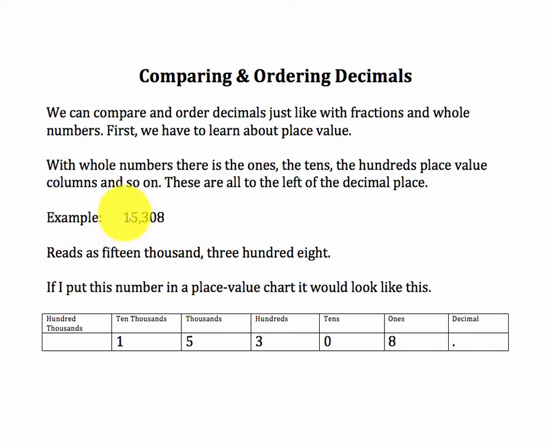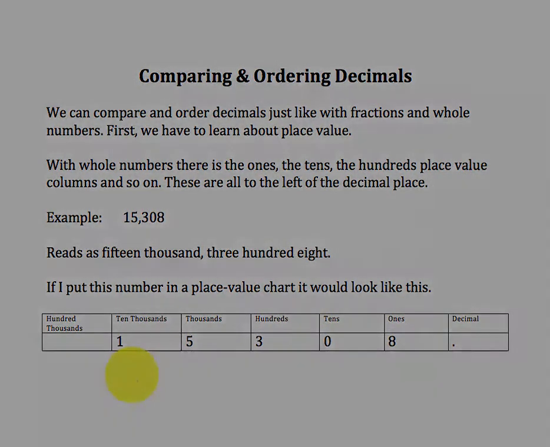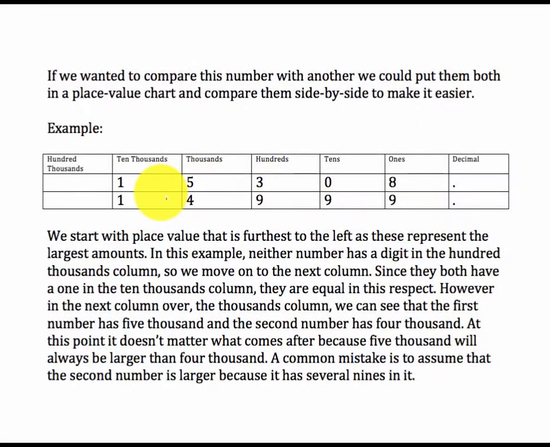So if I were to put that into a place value chart, the 1 is in the 10,000s column, so I'd put the 1 here under 10,000s. The 5 is in the thousands, so 5 in thousands, and so on. Just plug in the numbers into each of the place value spots. So if we wanted to compare that number, 15,308, with another number, like 14,999, if we just plug them both into a place value chart, it's really easy to compare them side by side.